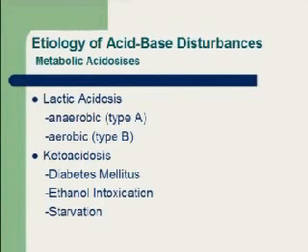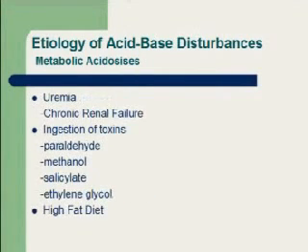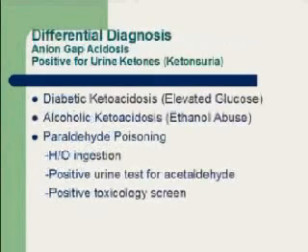And then in ketoacidosis, again, diabetic is the most common patient that you see that in, but you can also see it in ethanol intoxication and forms of starvation. Etiology of acid bases, especially metabolic acidosis: uremia, chronic renal failure, ingestion of toxins, paraldehydes, methanol, salicylates, ethylene glycol or antifreeze, and then high-fat diet.